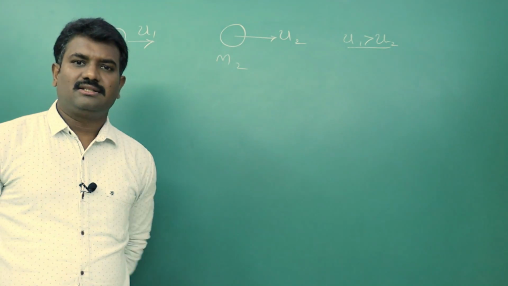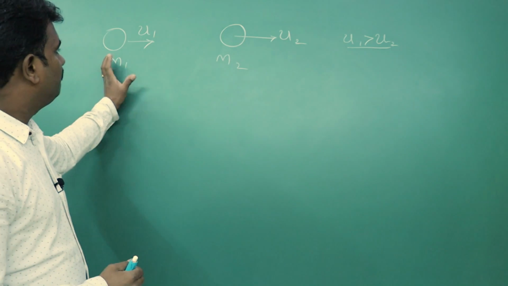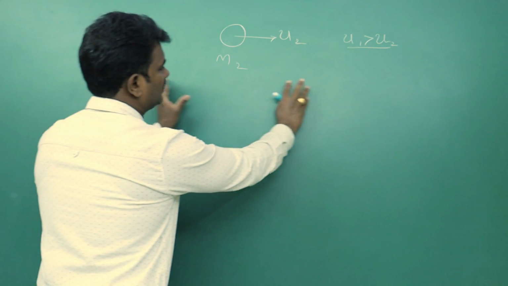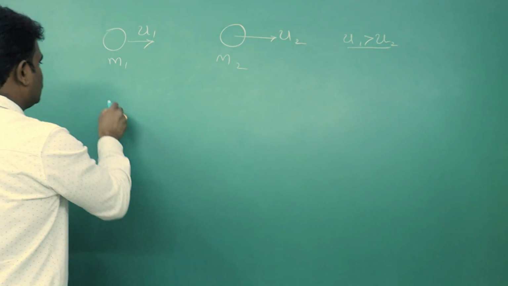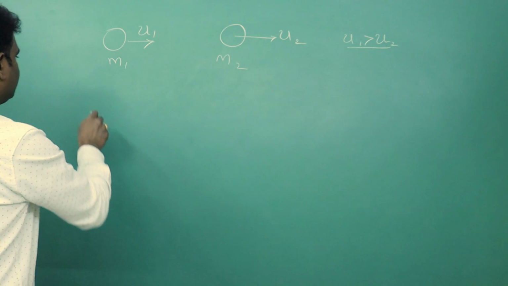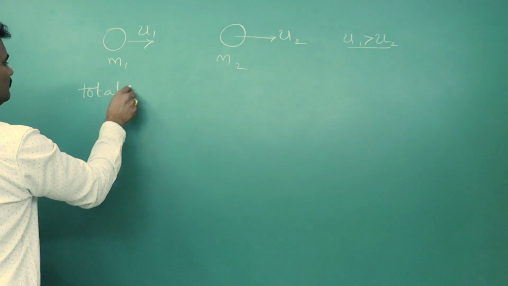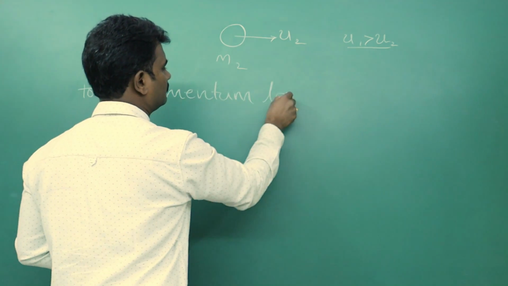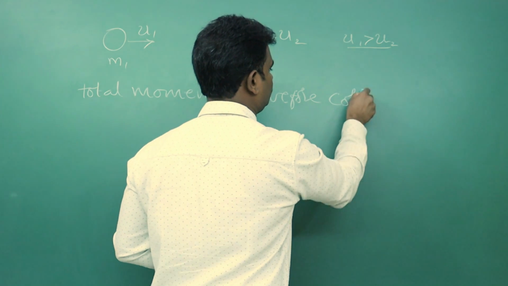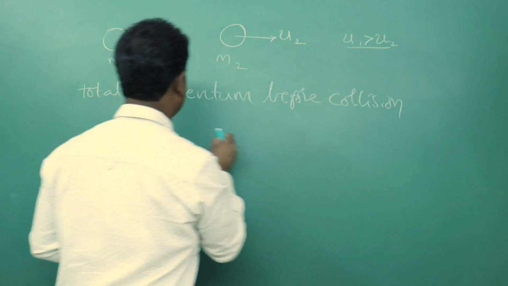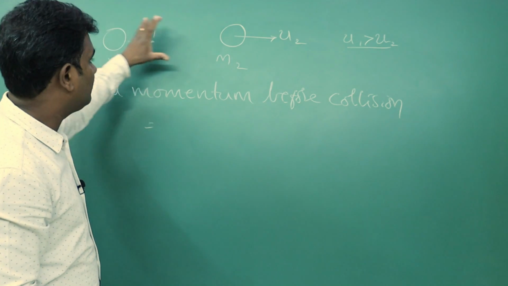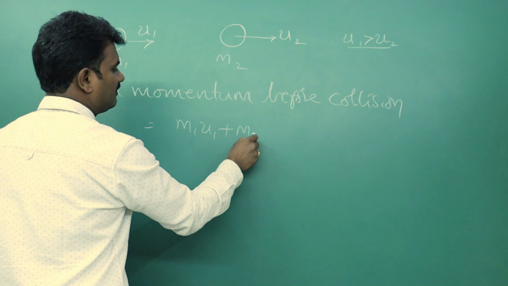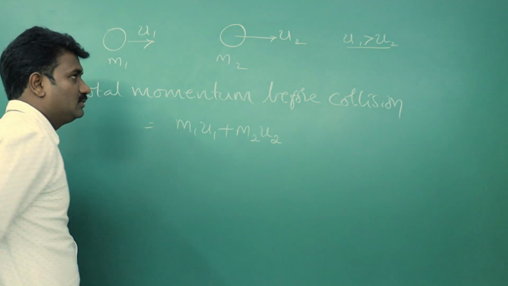Here I am going to take two cases. One is before collision, another one is after collision. So before collision they are moving separately in the same direction. So the total momentum before collision is equal to momentum of the first body and momentum of the second body. What is the momentum of the first body? m1 u1, and momentum of the second body is m2 u2.